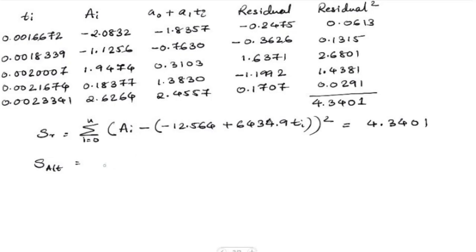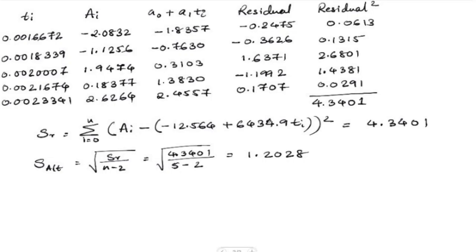Okay, now we have to find out the S sub a given t. So that is equal to the square root of S sub r divided by n minus 2. So we have here S sub r is 4.3401 and divided by our n, the number of data points that we have, which is 5, minus 2 here. So this gives you the value 1.2028.